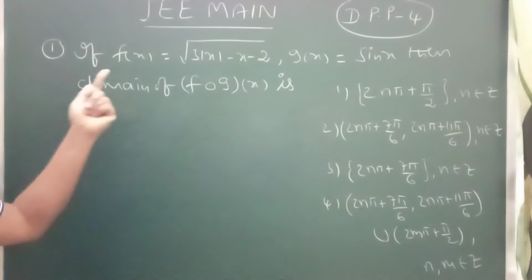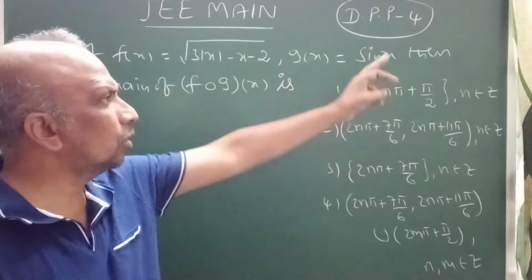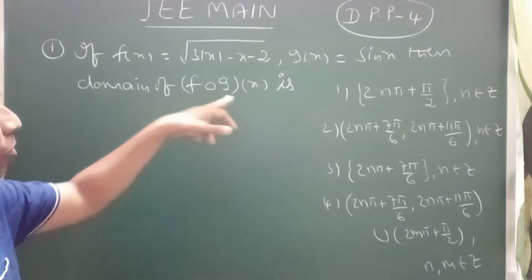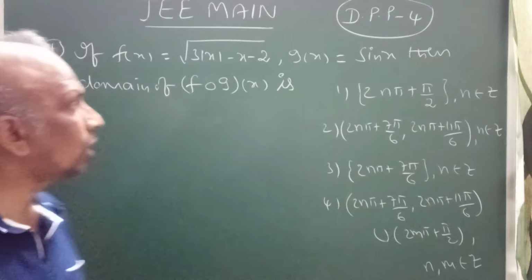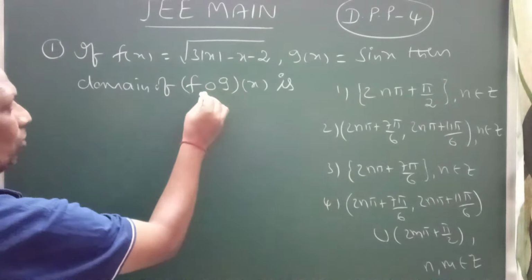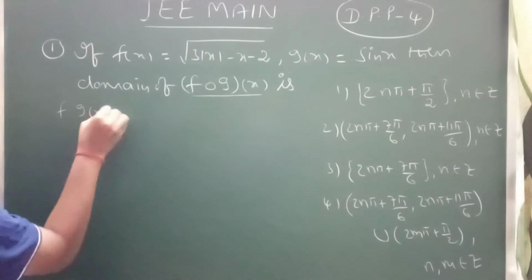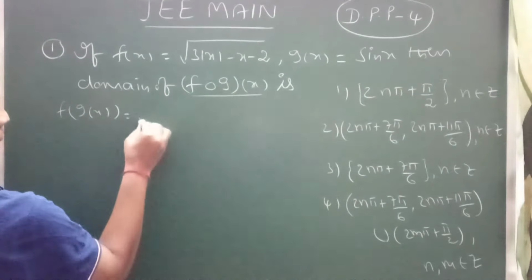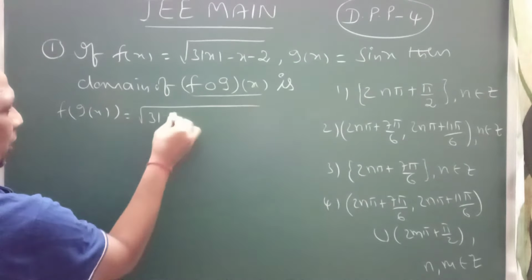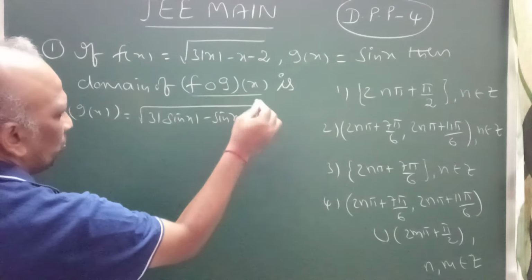See here, this is a function f of x equals root of 3 mod x minus 2, and g of x equals sin x. Then the domain of f of g of x is asked. When they are asking the domain of f of g of x, I can write g of x as sin x. So the function will become root of 3 mod sin x minus sin x minus 2.